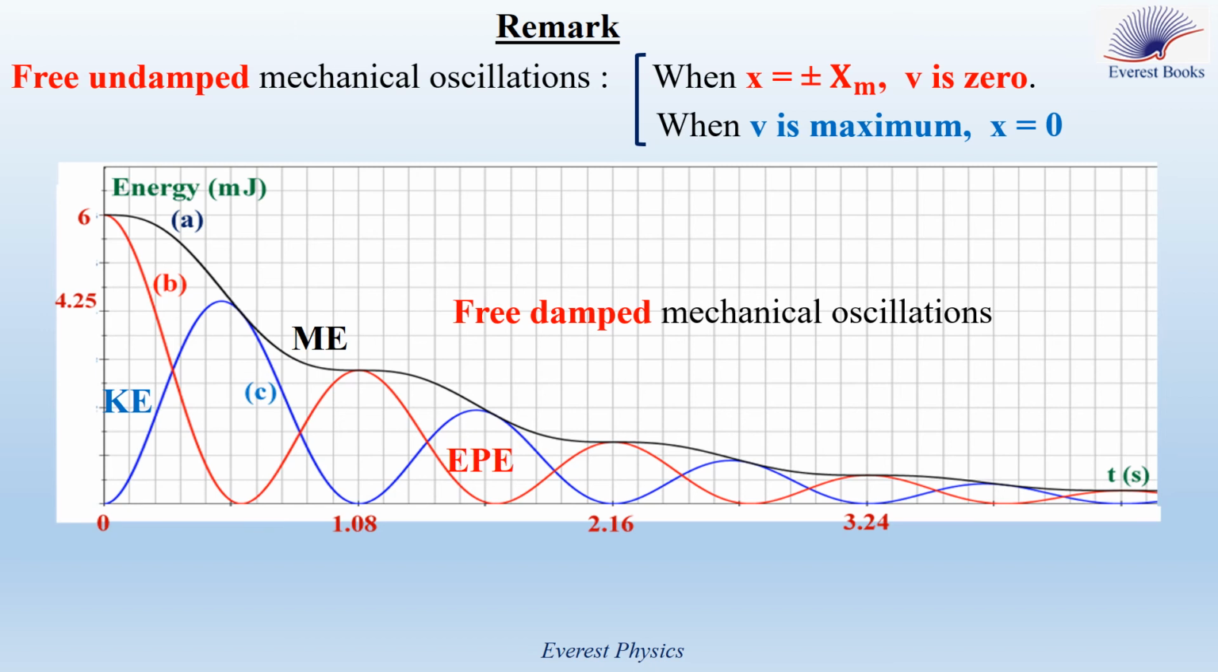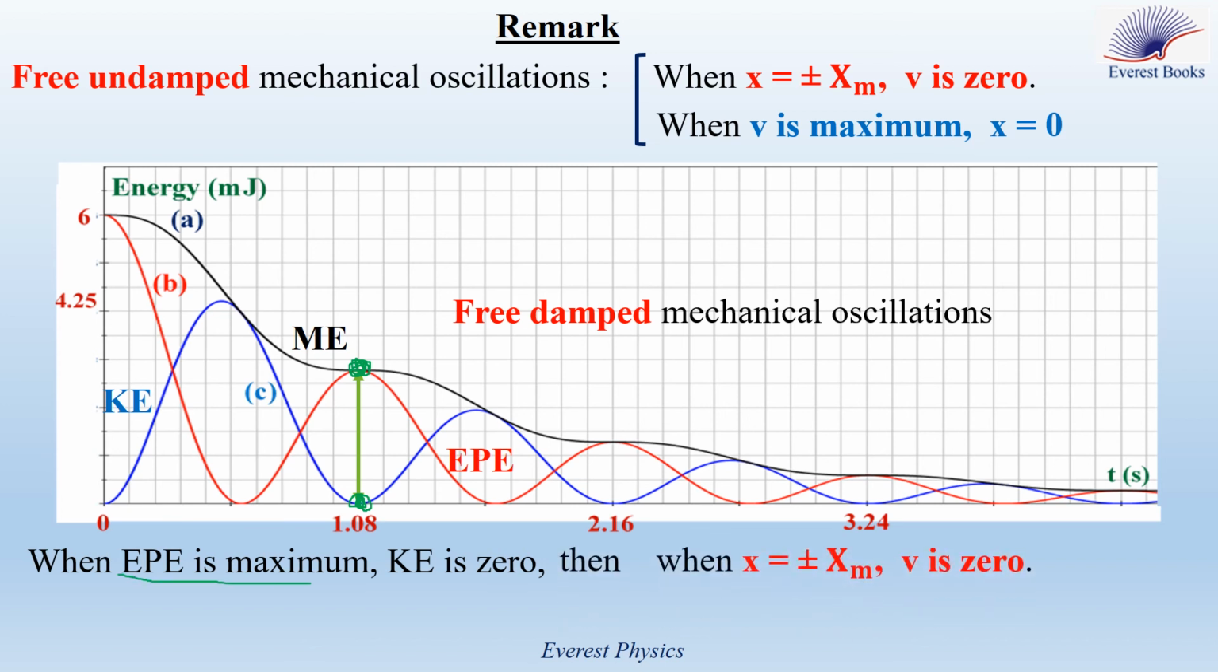Now, let's see, is this applicable in our case? I mean, the case of free damped mechanical oscillations? Let's see. So, look at the curve of EPE. When EPE is maximum, KE is 0. Now, what does this mean? When EPE is maximum, this means that x is equal to plus minus x max. And when KE is 0, it means that v is 0. So the first part of the remark is the same for both cases of damped and undamped oscillations.